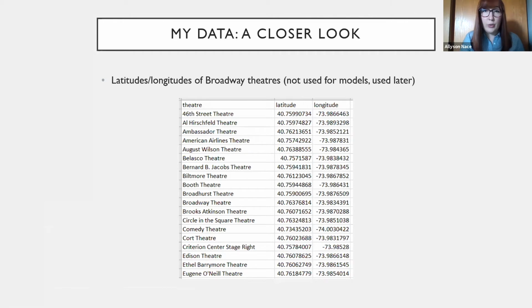So this is my latitude and longitude data. I won't go too deep into that. You'll see it here in a little bit at the end of my presentation.